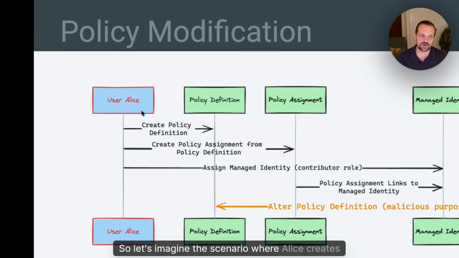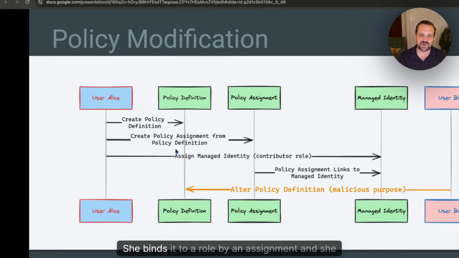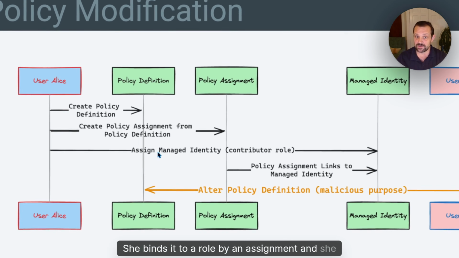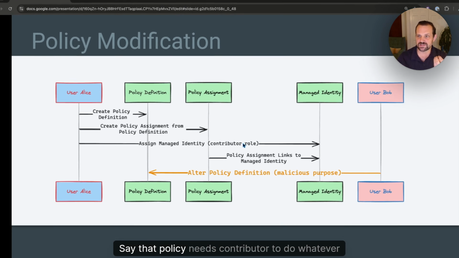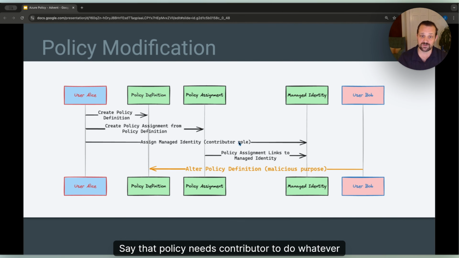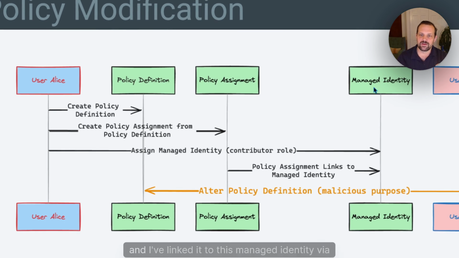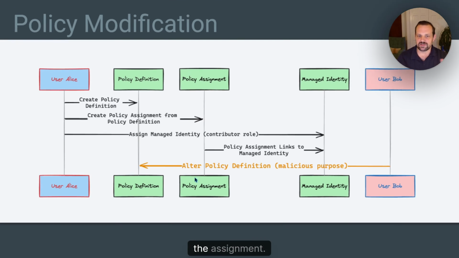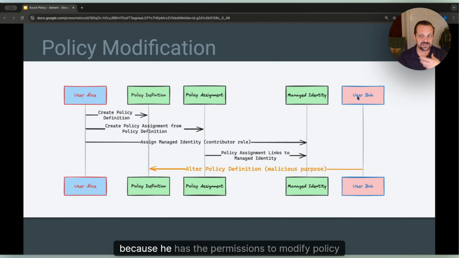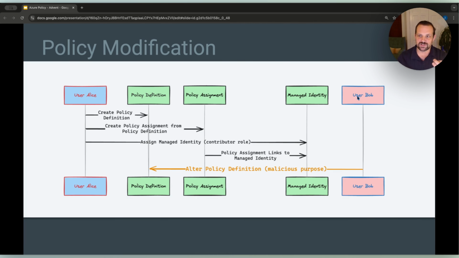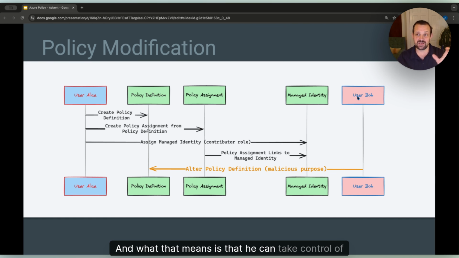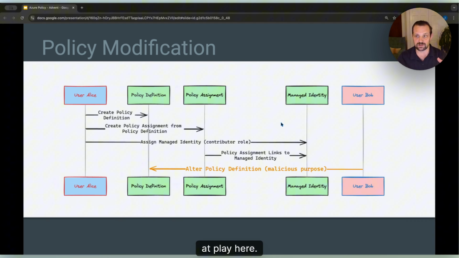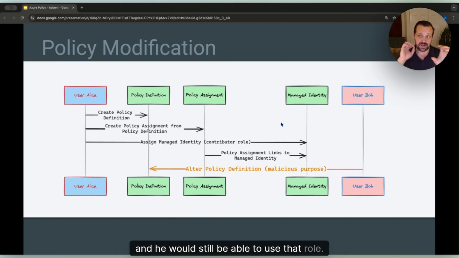So let's imagine this scenario where Alice creates a policy definition. She binds it to a role via an assignment, and she assigns a managed identity to it. Say that policy needs contributor to do whatever it does, and I've linked it to this managed identity via the assignment. What Bob can do, because he has the permissions to modify policy definitions, is actually change that policy definition under the hood. And what that means is that he can take control of the role assignment and the managed identity that's at play here. He can change this policy to do really anything he wants, and he would still be able to use that role.